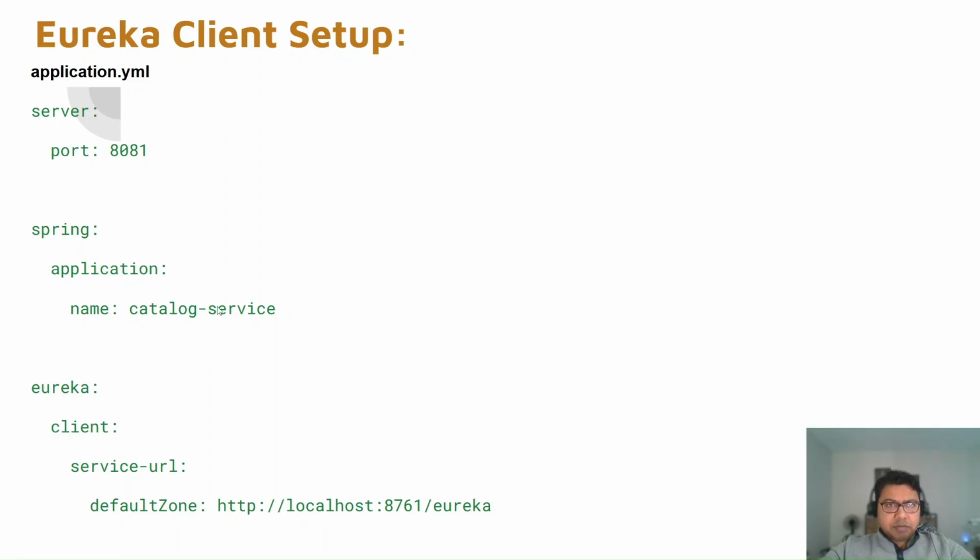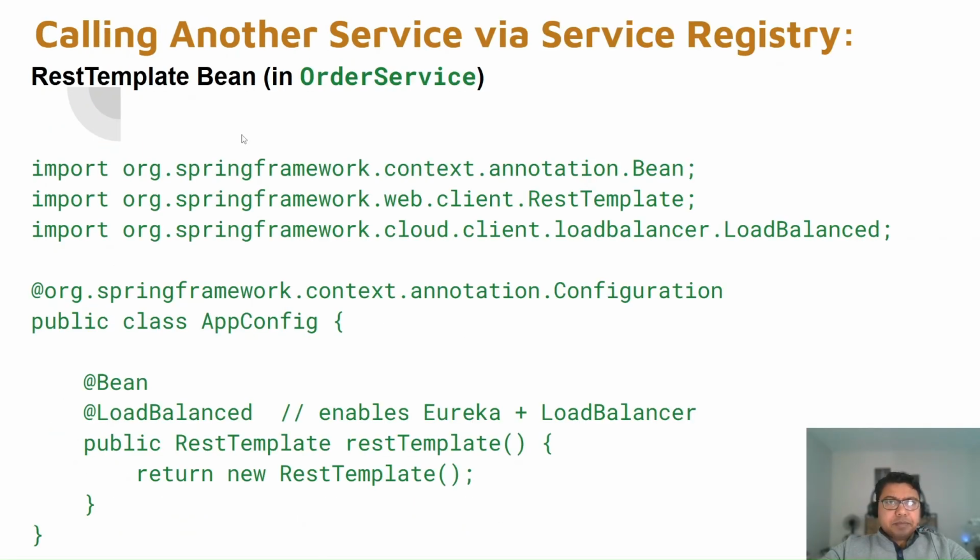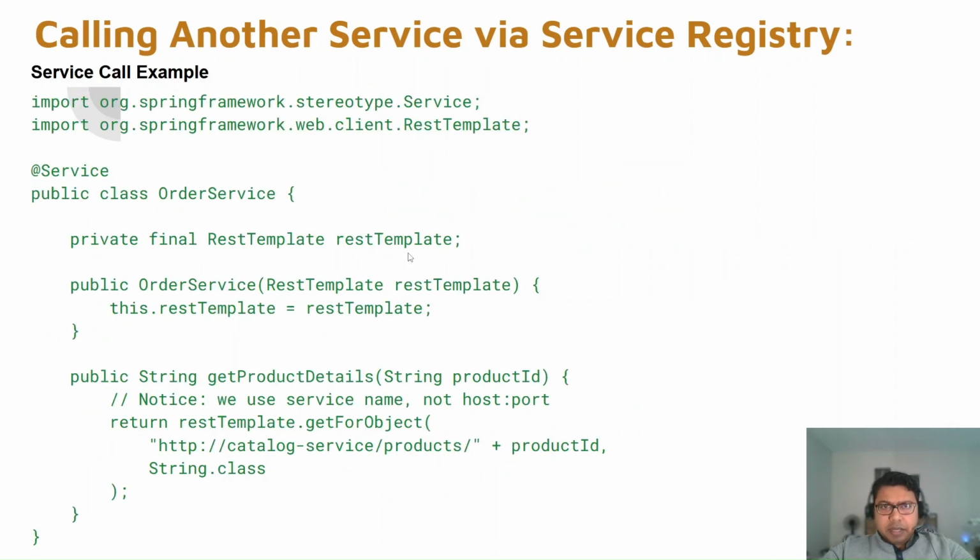This is a catalog service running on port 8081, and with this entry, Eureka client service URL default zone http://localhost:8761/eureka, it will register with Eureka. This is a sample example of how we call services using Eureka load balancing and a REST template. This is the app config where we have a REST template. I'll be doing these things hands-on.